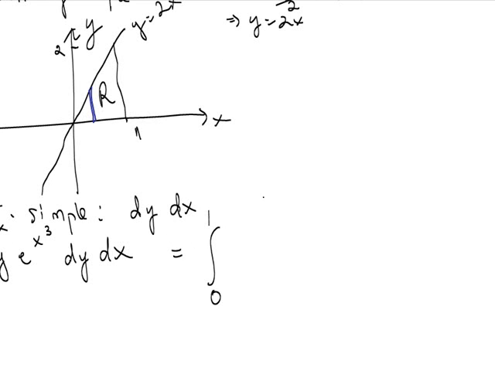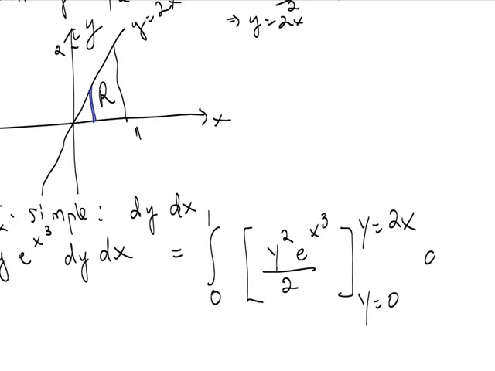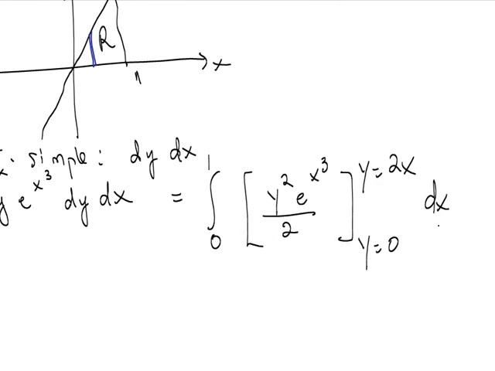0 to 1. Integrate this with respect to y: it is y squared e to the x cubed over 2 from y equals 0 to y equals 2x, dx, which is 0 to 1. So put 2x for y. We have 4x squared over 2, so this is 2x squared e to the x cubed. And put 0 for y, that's 0. That's dx.